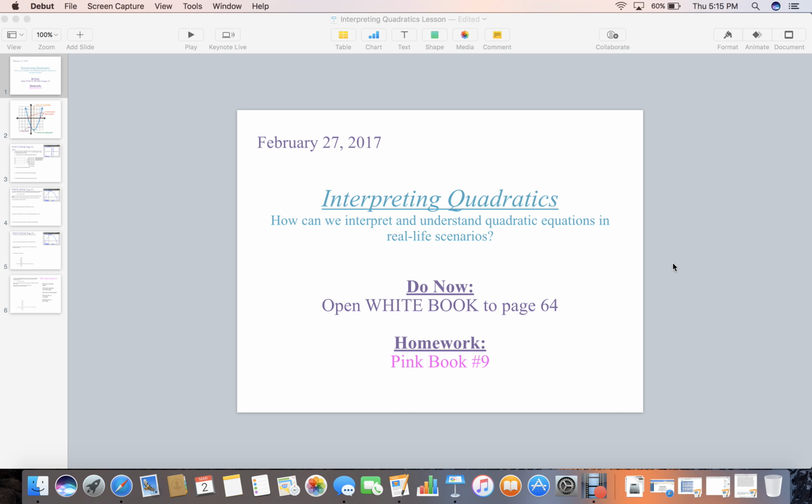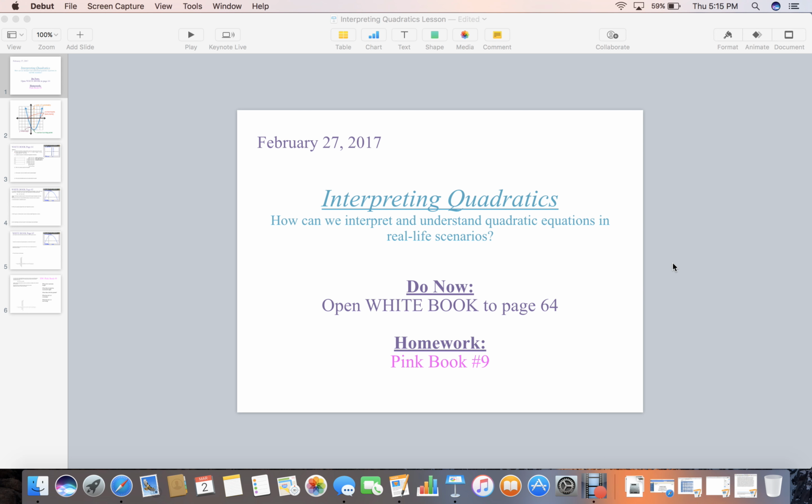So at the beginning of class, all of the students are expected to get their assigned calculators, white books, and pink books. The white books are their classwork and the pink books are their homework. Then they are presented with the introduction to the lesson on the smartboard that states what page to turn to in their white book and what homework is assigned for that night.